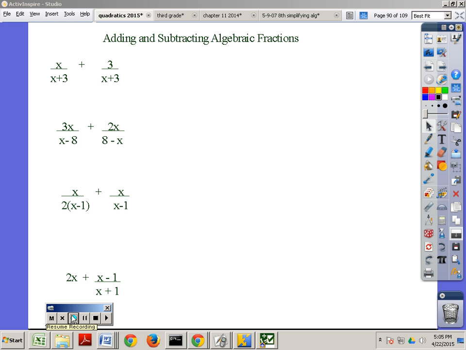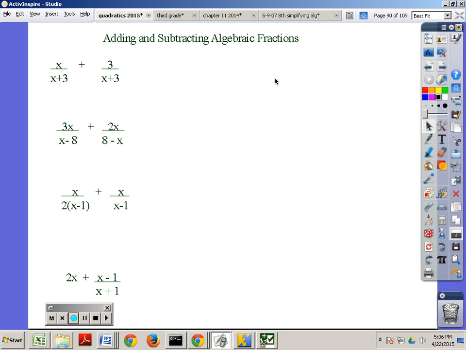So yesterday you learned how to reduce fractions and multiply and divide algebraic fractions. So today you're going to look at adding and subtracting algebraic fractions. Just like in adding regular fractions, you need a common denominator.